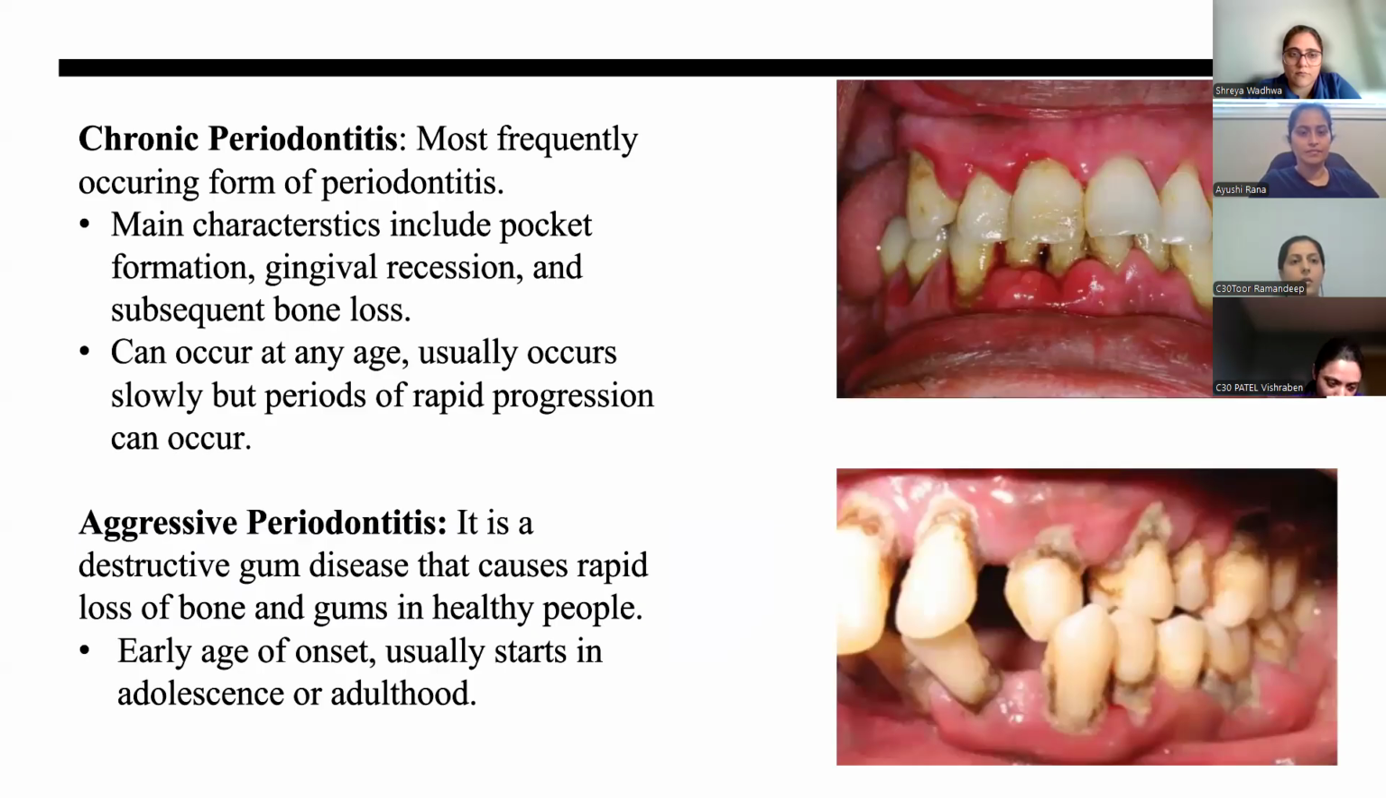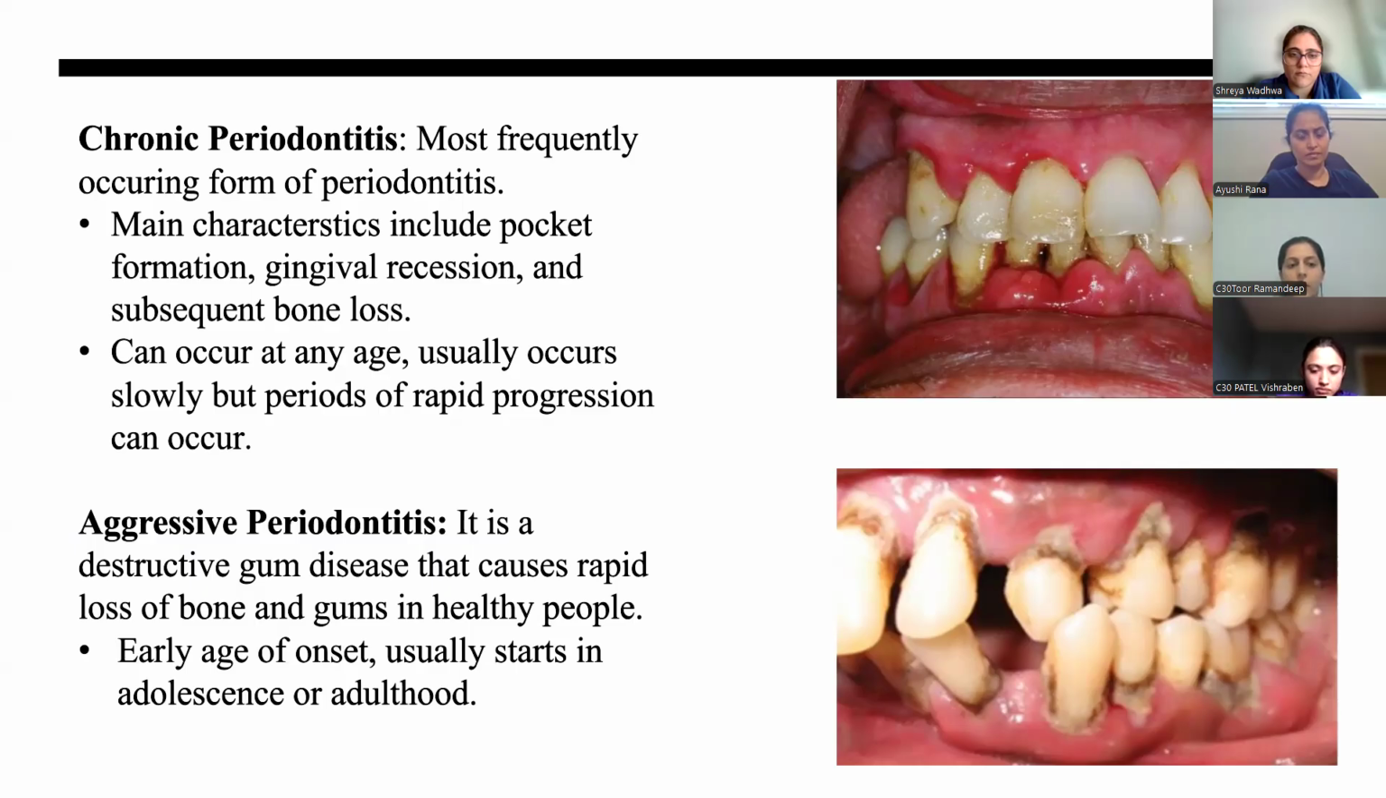So now it's the chronic periodontitis. It is the most frequently occurring form of periodontitis. Main characteristics include pocket formation, gingival recession, and subsequent bone loss. It can occur at any age and usually progresses slowly, but periods of rapid progression can occur. It's shown in the picture as well.